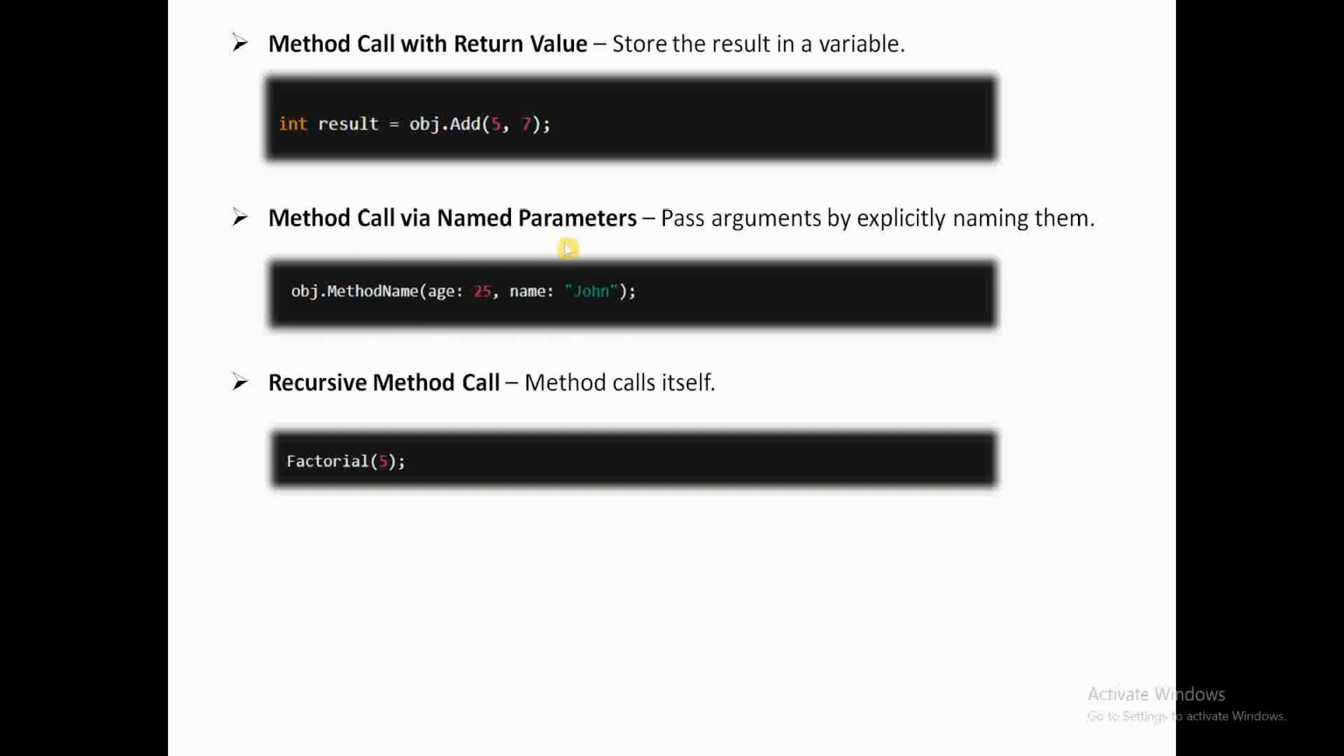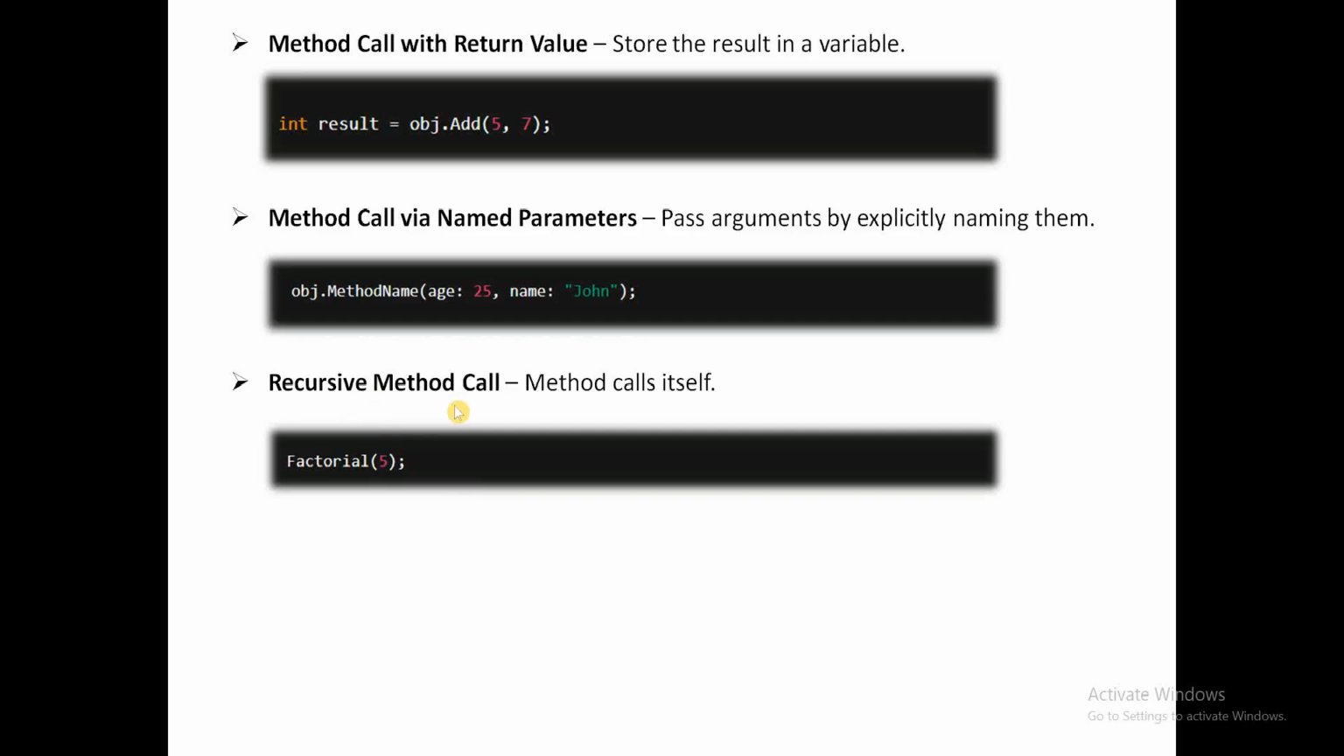Method call via named parameters. Pass arguments by explicitly naming them. As we already know about these named parameters, we have to set the variable names, not the sequence. If it is not in the sequence, it will still invoke that method, but it should have the same variable name as where we declare the method. So these are the named parameters.